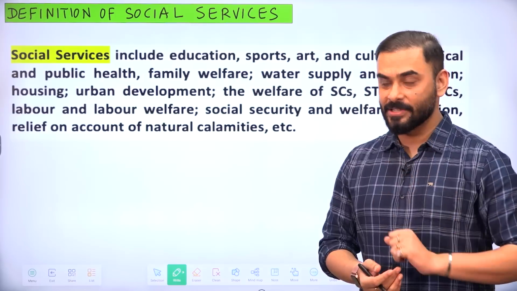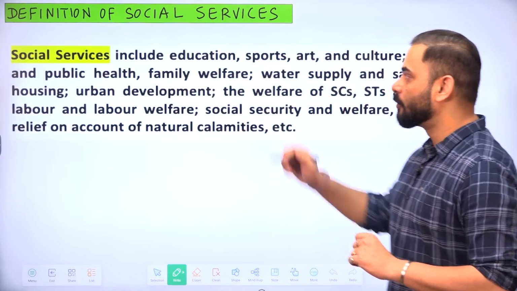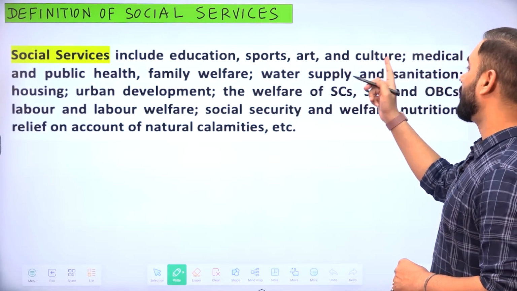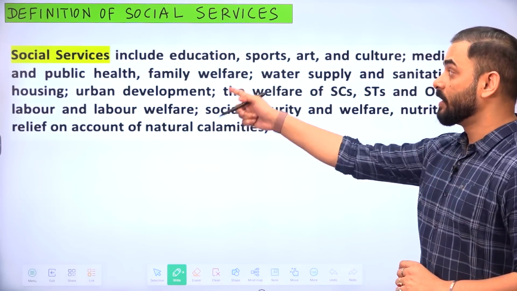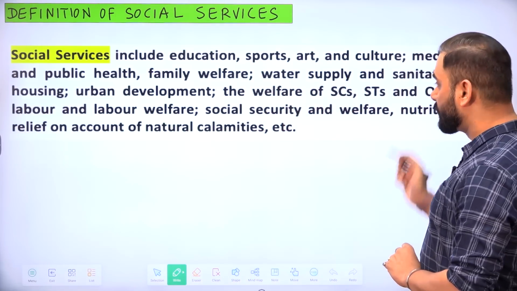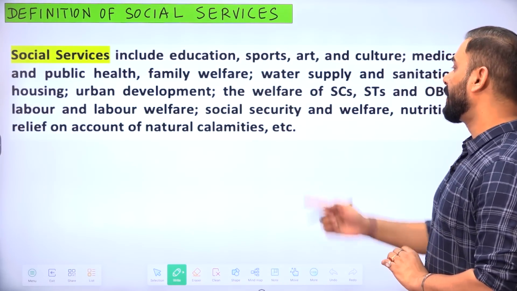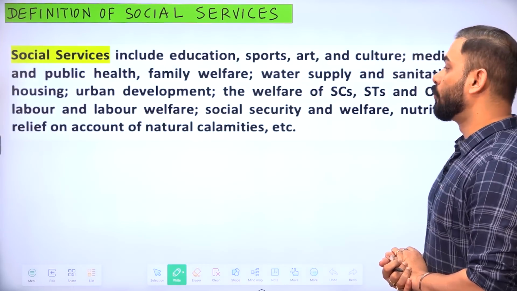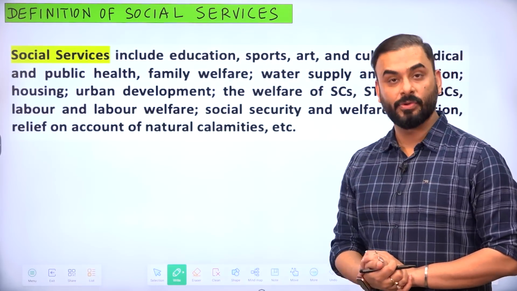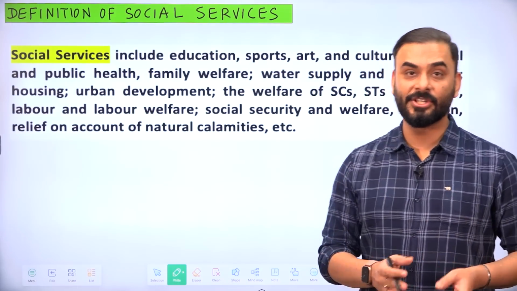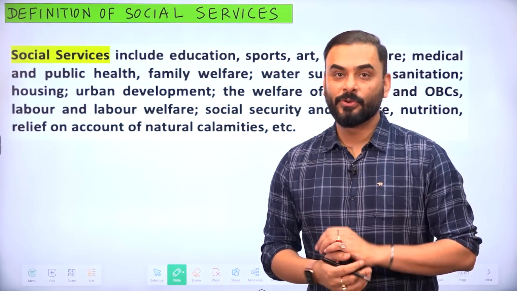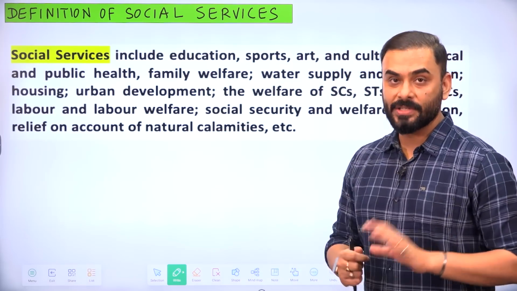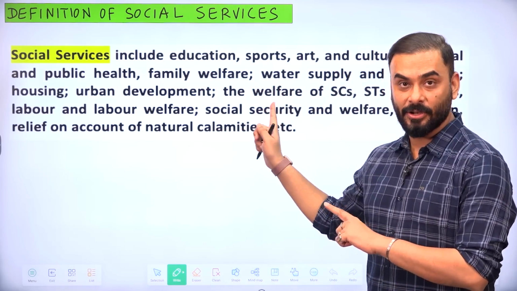So economic survey says that social services includes education, sports, art, culture, medical and public health, family welfare, water supply, sanitation, housing, urban development, welfare of SCs, STs, OBCs, labor and labor welfare, social security and welfare, nutrition, and relief on the account of natural calamity. So guys, if this question is asked in GS paper 2 or if this question is asked in essay, so we must give the definition of social service that is given in the economic survey.